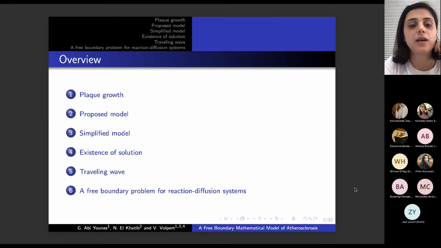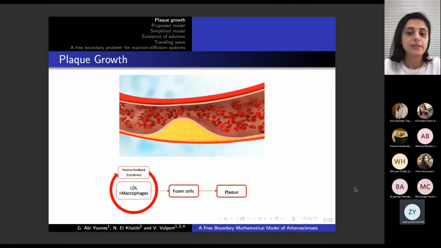So this presentation outlines the following points. First, we are going to start with a quick overview on the plaque growth in biology. Then we move to the mathematical part. We start by proposing a mathematical model. Then we are going to simplify this model to prove the existence of solution for this model. And then we are going to deal with traveling wave solutions. And finally, I'm going to do a very brief summary on how to find a solution for free boundary problems for reaction diffusion systems, in general form in 1D. So let us start.